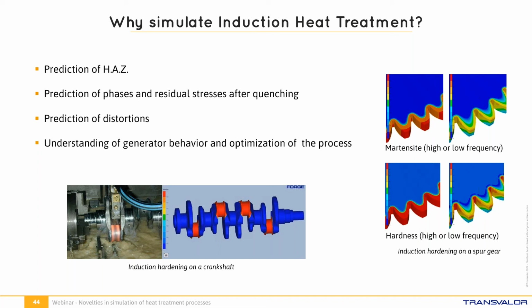For example, we can predict the evolution of the heat affected zone, the prediction of the metallurgical phase and residual stresses after quenching, and understand the energy consumption of the electric generator behind the process. In the following, I will present you a case study made in collaboration with NTN SNR. Thank you NTN SNR for this collaboration.